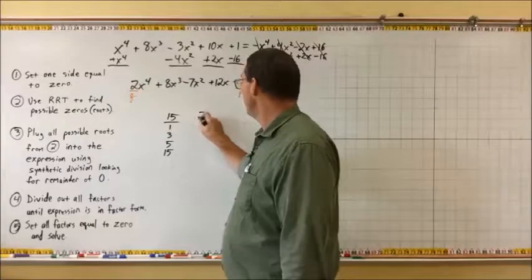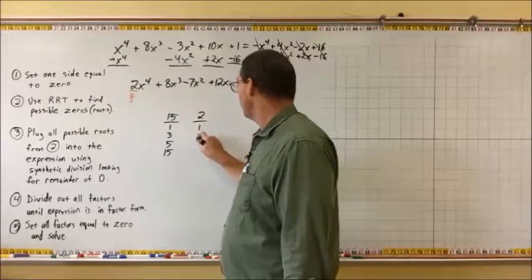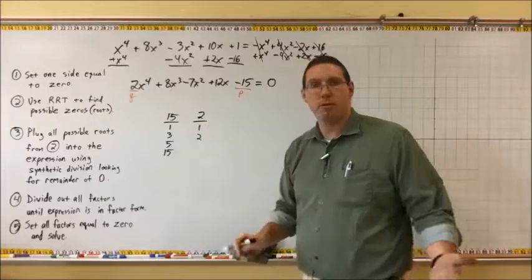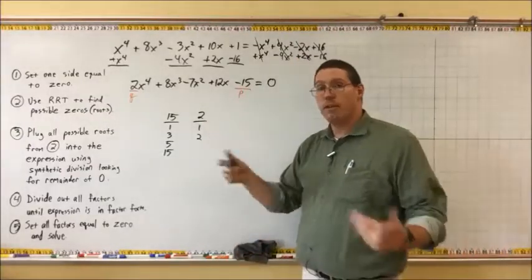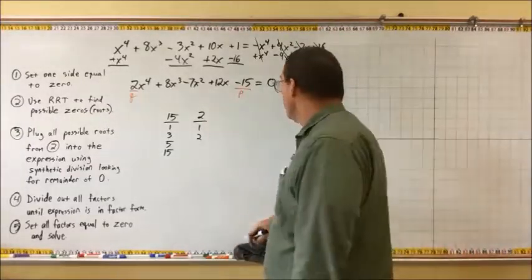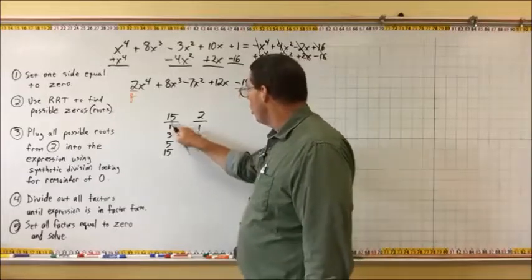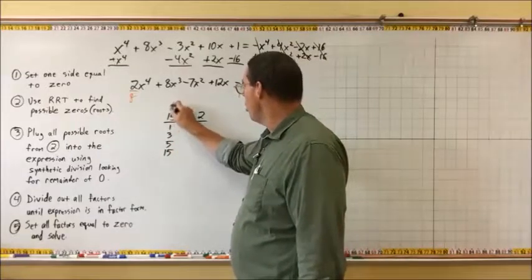Factors of 2 are 1 and 2. Those are the only two numbers that multiply to 2. 1 times 2 is 2. In fact, 2 is the only even prime number. So, all right, now we're going to put all these numbers, the p's, over the q's.